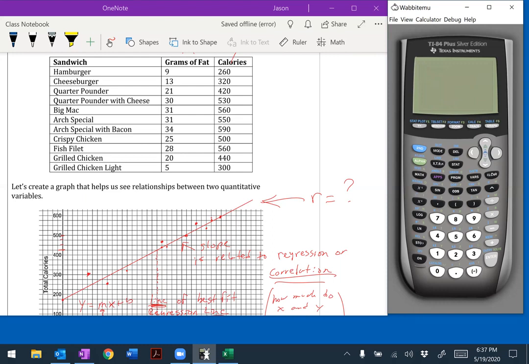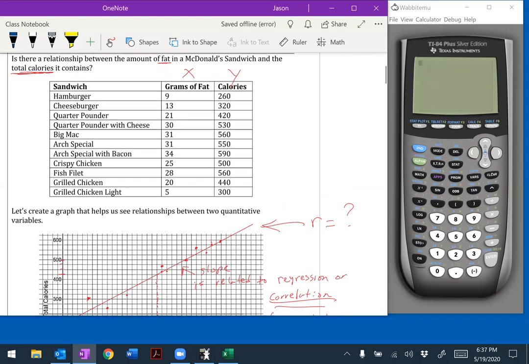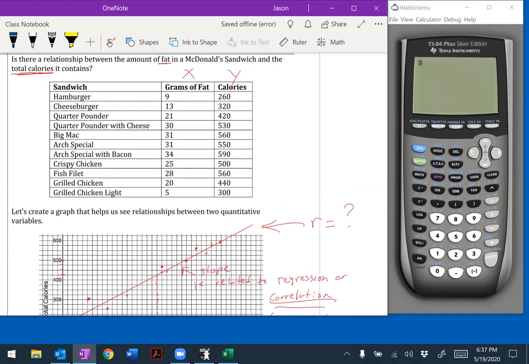So I'm going to put in my X values and my Y values. Now make sure you know which one's X and which one's Y. I'm going to put those into my two lists. So I'm going to go to stat and edit, and clear these out.